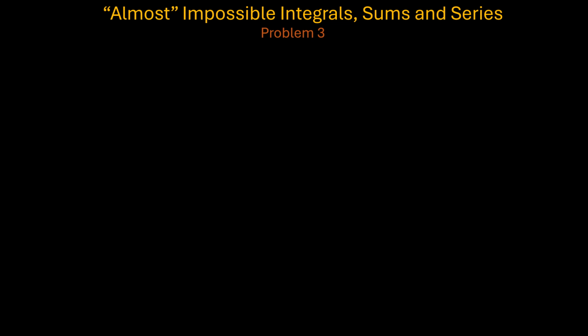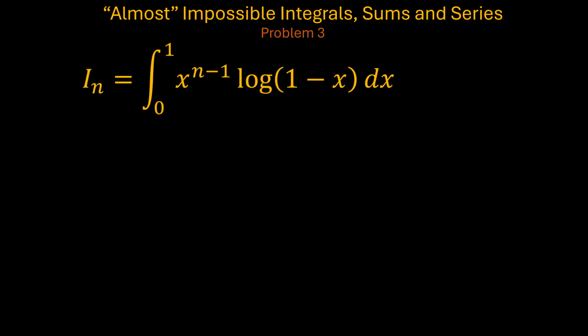So we're going to problem number 3 of this series on almost impossible integrals, sums, and series. And this problem consists of 4 integrals. One is I_n, which is equal to the definite integral from x equals 0 to x equals 1 of x to the power n minus 1 times the natural logarithm of 1 minus x.